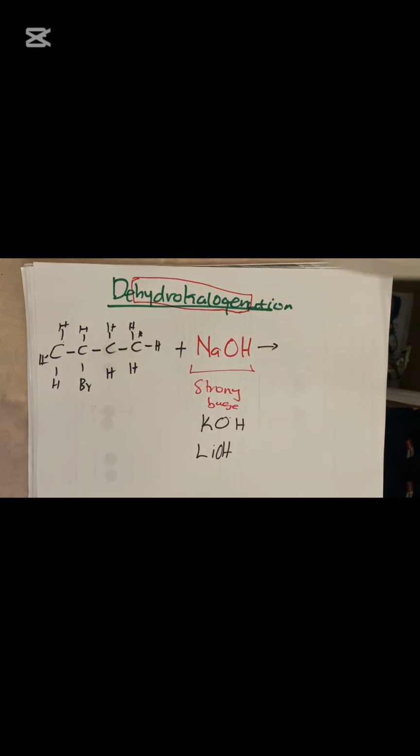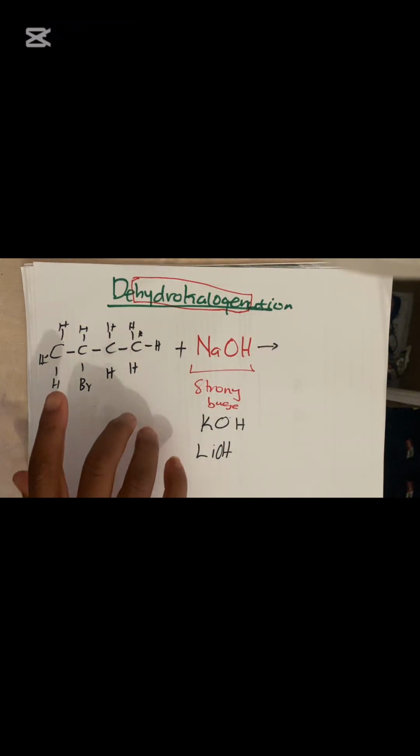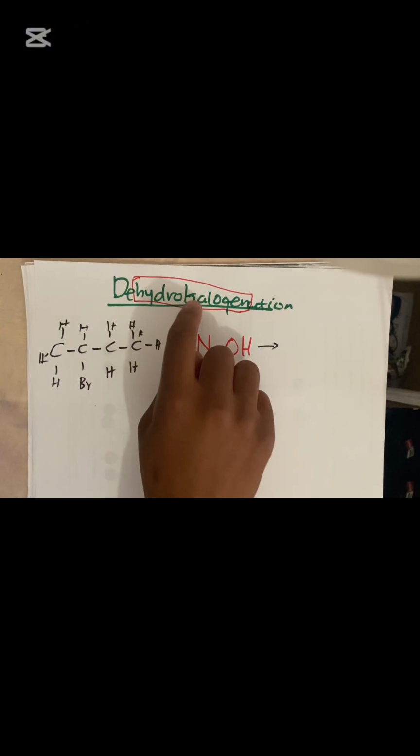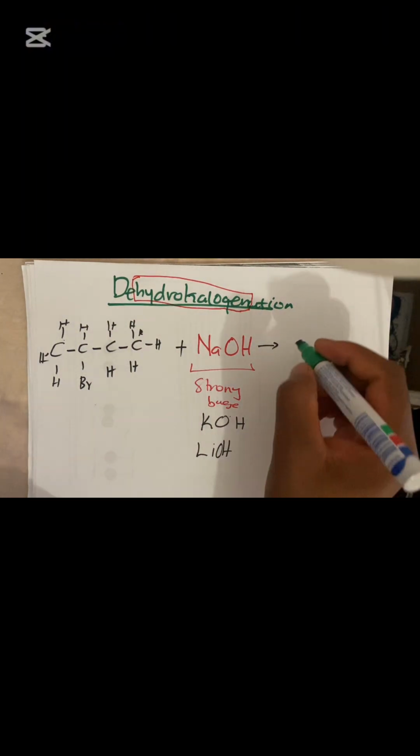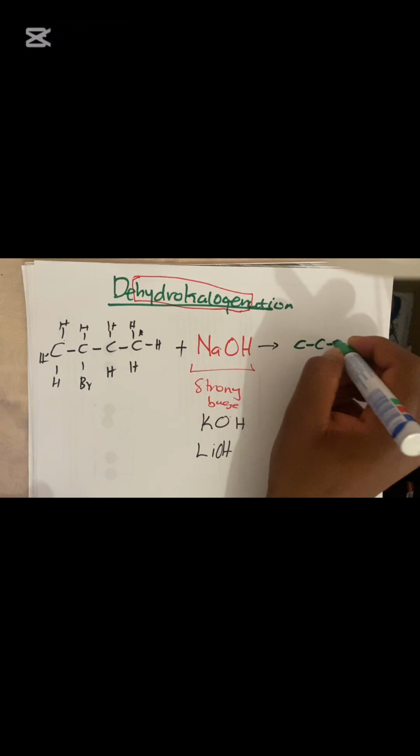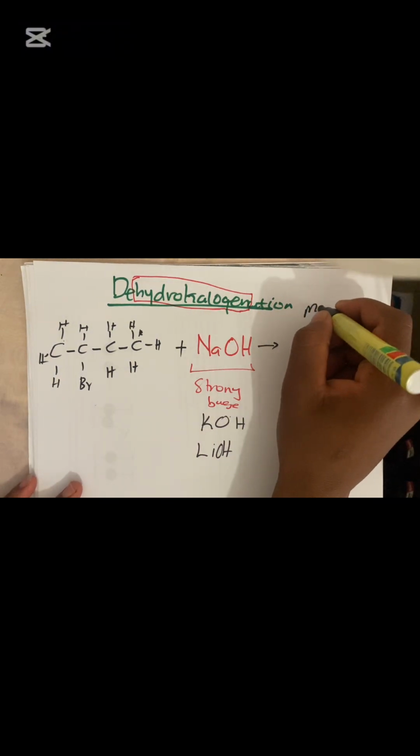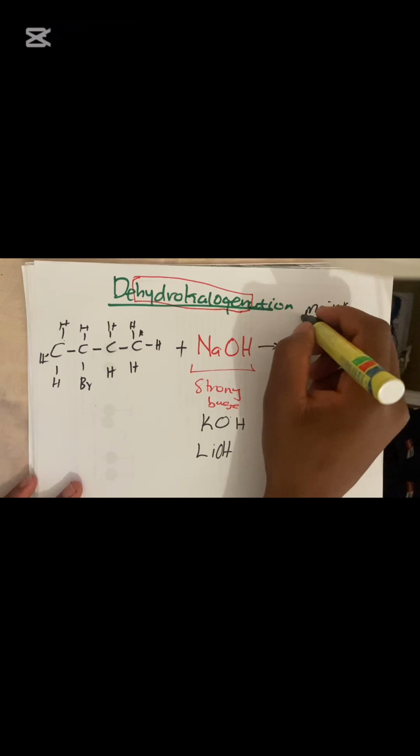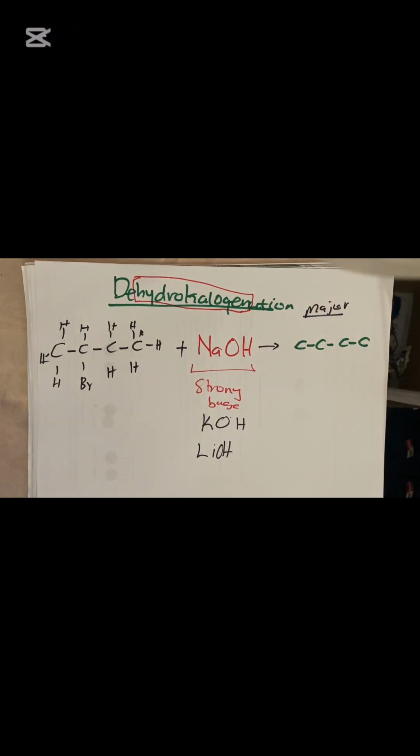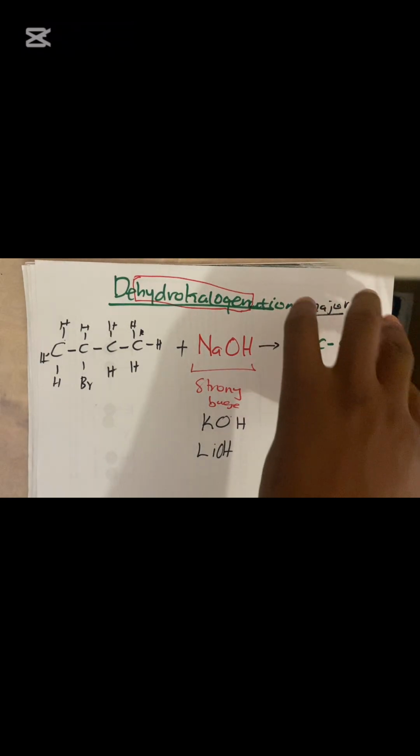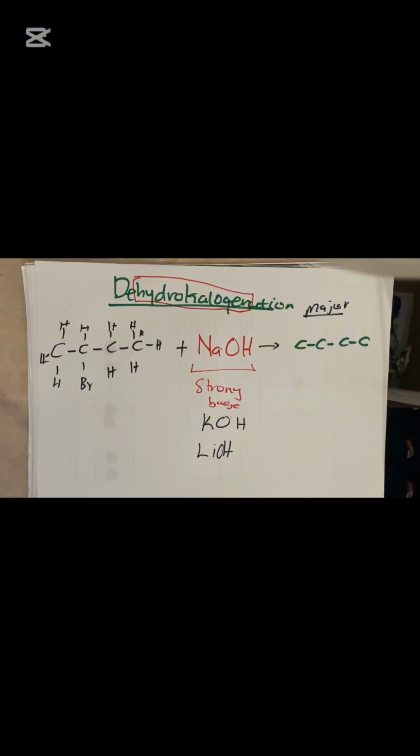Right. So now we are going to be removing a hydrogen and a halogen. So let's go ahead and do that. 1, 2, 3, 4. And then which one are we going to remove to form a major product? A major product is formed when we follow the Zaitsev rule. I'm going to show you the major product, and then I'm going to show you a minor product.